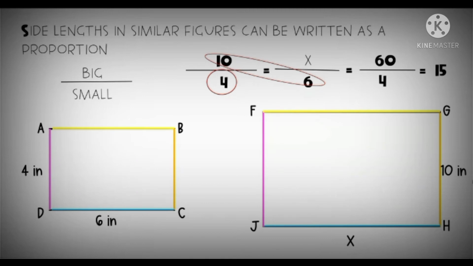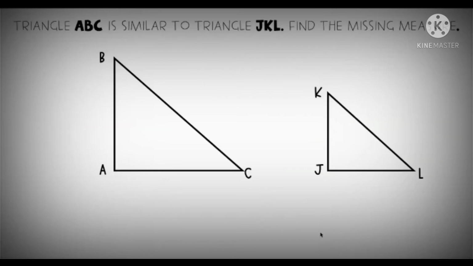We have one more example. Triangle ABC is similar to triangle JKL. Find the missing measure. These are the measurements for 2 out of the 3 sides of our triangle. The first thing we have to do is identify our corresponding sides. So we have side AB, which is similar to side JK on our smaller triangle. We also have side CA, which is similar to side LJ of the smaller triangle.